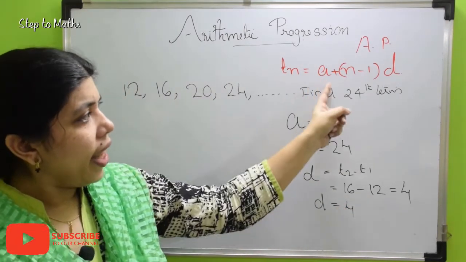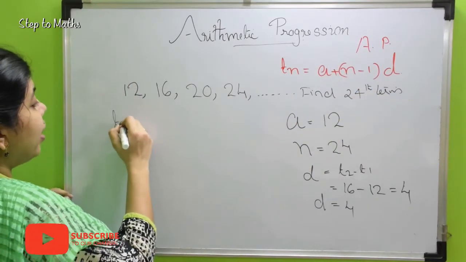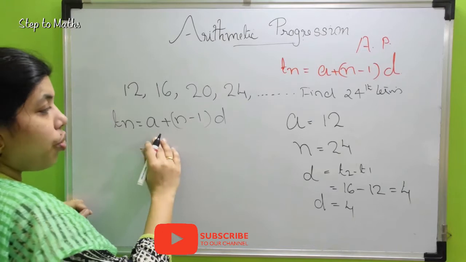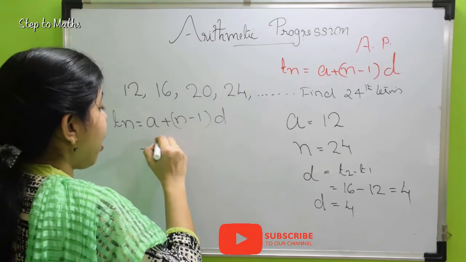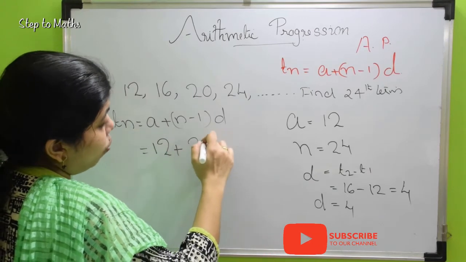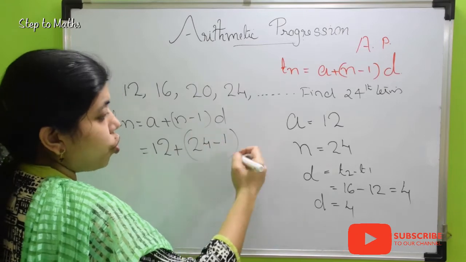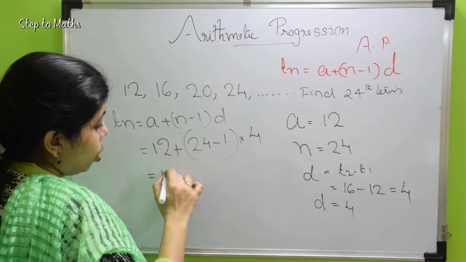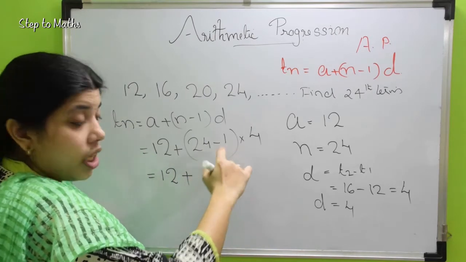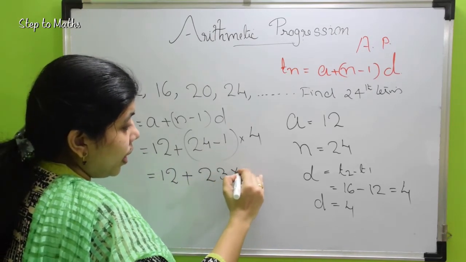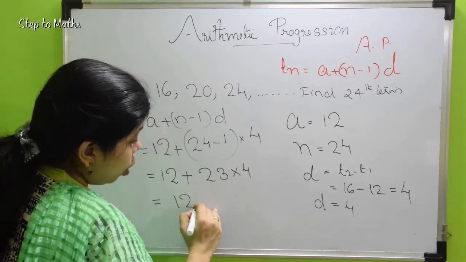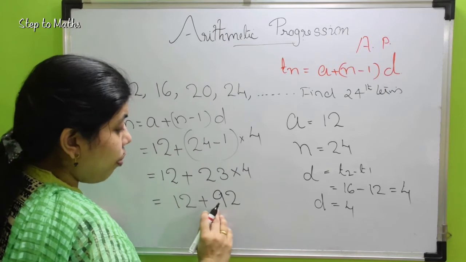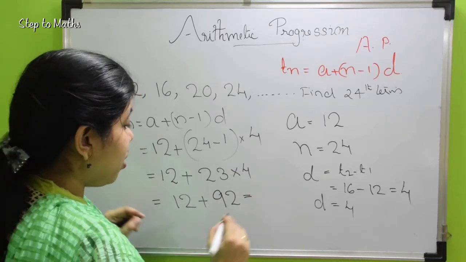Now, we know the values of A, n and D. The formula is Tn is equal to A plus n minus 1 into D. Substitute the values of A, n and D. A is 12 plus, n is 24, so 24 minus 1, into D which is 4. Solve this equation. 24 minus 1 is 23. 12 plus 23 into 4, and 23 into 4 is 92. 12 plus 92 is equal to what?